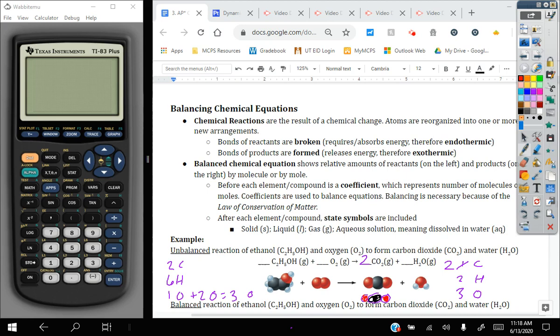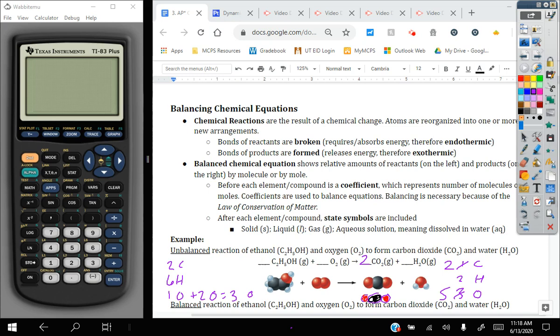I've balanced out the number of carbons. I have 2 carbons on each side, but I've also changed my number of oxygens. And that's something we're going to have to work on and kind of plug and play as we go. So I'll just keep track of my oxygens. I now have 5 oxygens total. And then I'm going to move on to the next element.